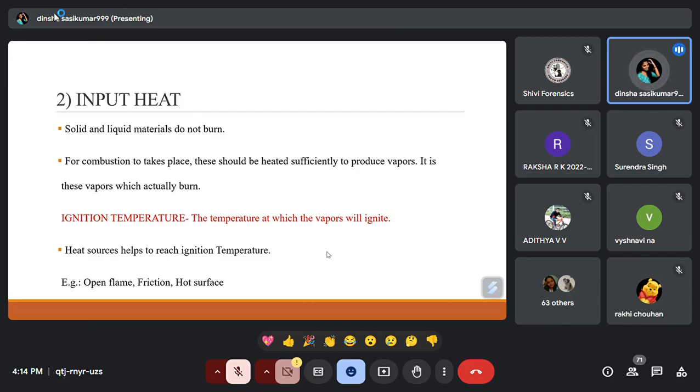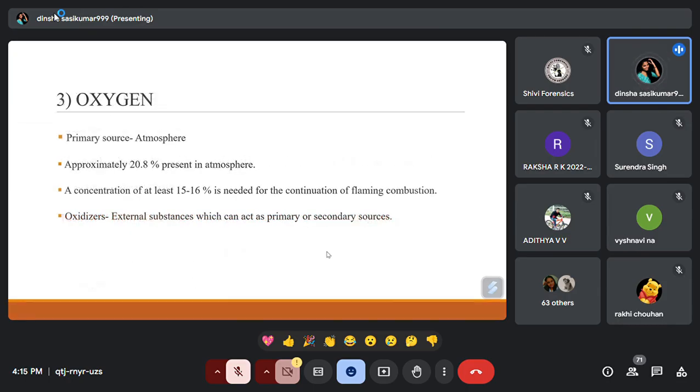There are different kinds of heat sources available. It may be cooking equipment like toasters or ovens, or an iron. The purpose of heat sources is to help the vapors or fuels reach their ignition temperature. Open flame, friction, and hot surfaces are examples of input heat. The next one is oxygen.